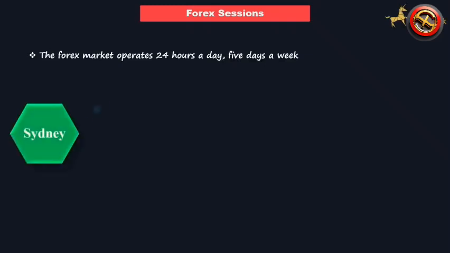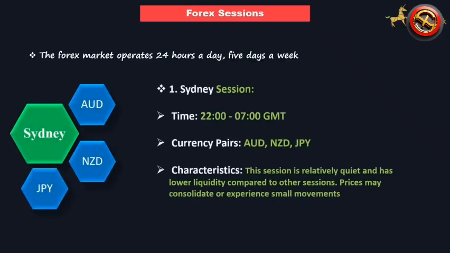The first is the Sydney session, which runs from 10 p.m. to 7 a.m. in the GMT time zone. This session mainly involves 3 currency pairs: the Australian dollar, New Zealand dollar, and Japanese yen.